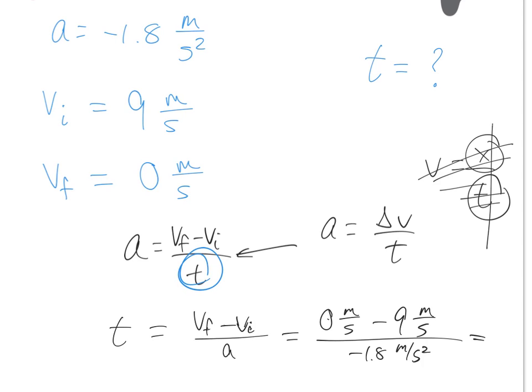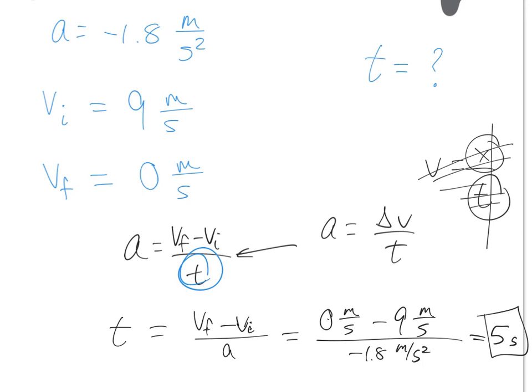So it's going to be negative 9 over negative 1.8. Negative 9 over negative 1.8, which is simply, as Jake said, 5. What are my units for time? Seconds. If you forgot the answer was in seconds, just look at your units.